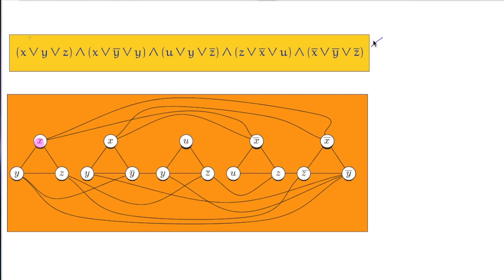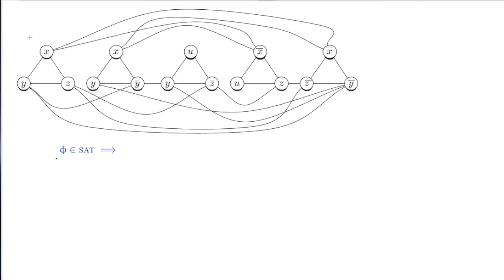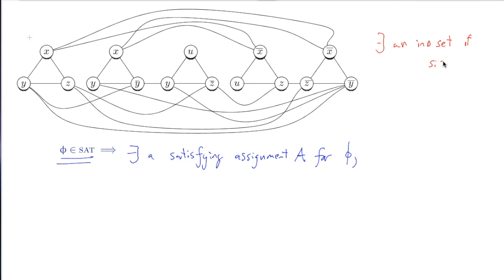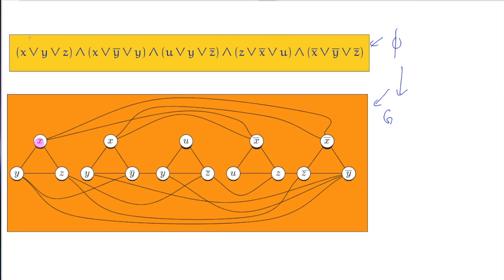We started with something yellow, and we mapped it to a graph G that's orange. So this is how we took phi and we mapped it to a graph G. We still have a bit of work to do. We have to show that if phi was satisfiable, which means there exists a satisfying assignment, we have to basically show that there exists an independent set of size k. I haven't defined k yet, but this right here, phi, has k clauses, and we're going to map this to G comma k. So we want to see if there's an independent set of size k for this graph G.